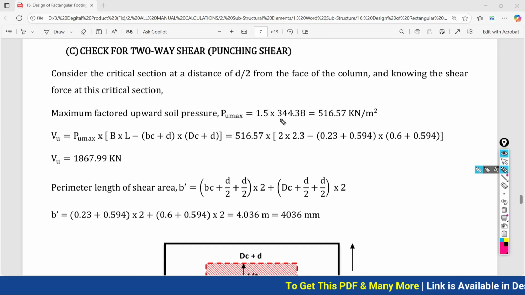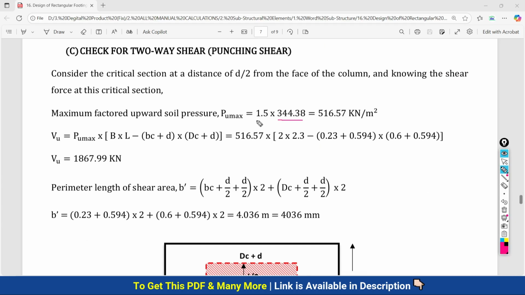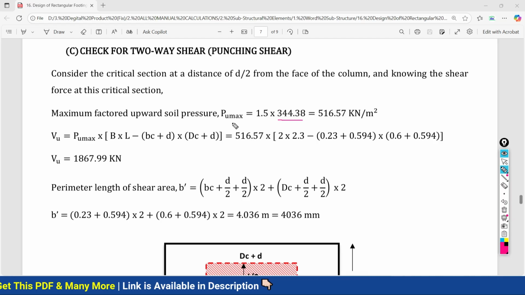Now putting the value here, 344.38 multiplied by 1.5, you finally have the ultimate maximum upward soil pressure as 516.57 kilonewton per meter square. So this is basically the pressure.